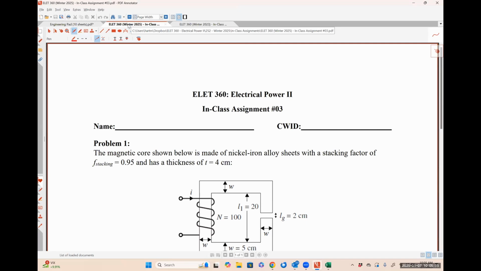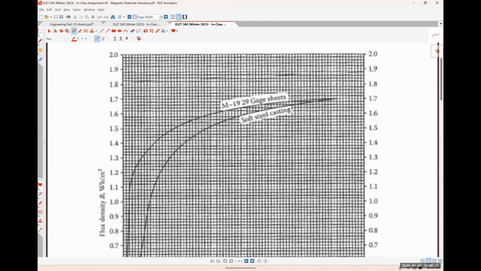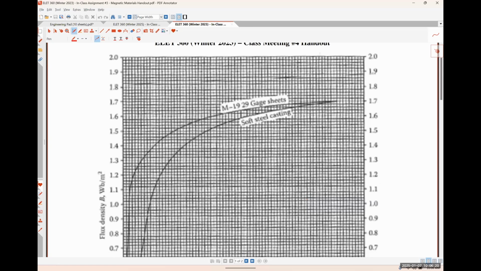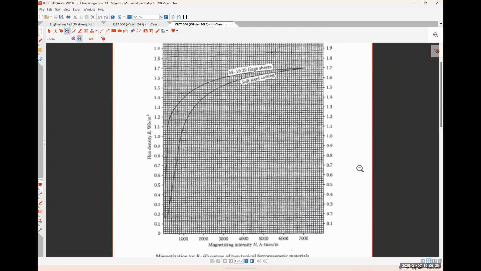Okay, so let's talk about things. This particular problem was associated with a lecture where we were learning about the effects of having non-linear core materials. So I gave you guys a handout. Here's the class 4 handout. You should have a physical copy of this in front of you. I'm going to zoom out a smidge so that we can look at things a little easier.